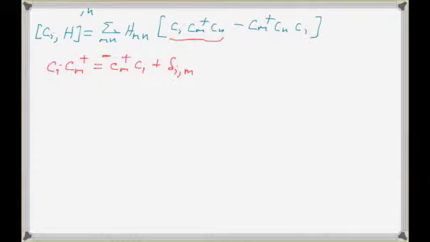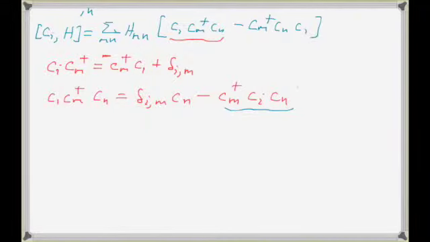So I replace that, put this into the term above, and so the term above becomes, I'll just rewrite it, Ci Cm† Cn is equal to delta i,m Cn minus Cm† Ci Cn. And so I got to push this, I got to do this one more time. Push the Ci through. I got to bring it over here to make it look like that other term.